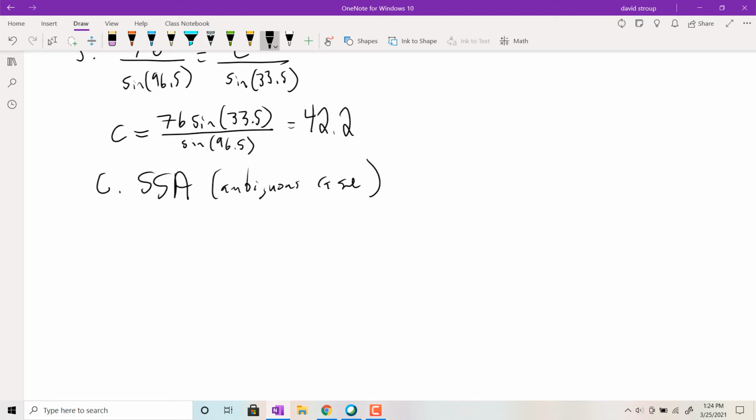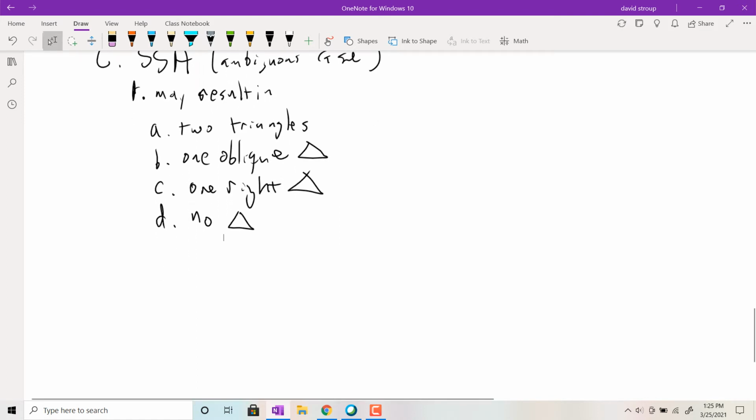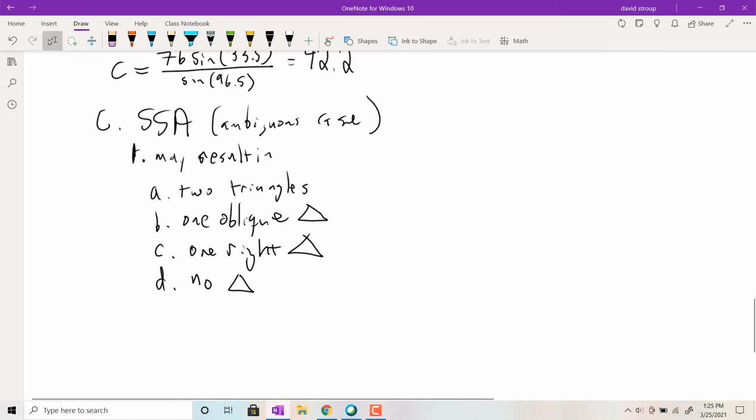Okay, so it may result in: part A, two triangles; B, one oblique triangle; C, one right triangle. I'll just put the symbol for triangle there so I don't have to write it out. D, no triangle. Okay, it's a good day when it's either no triangle or just one triangle.